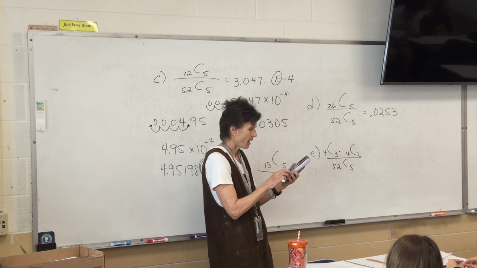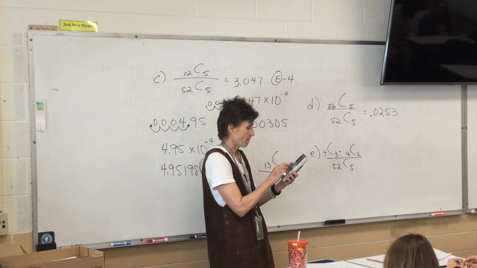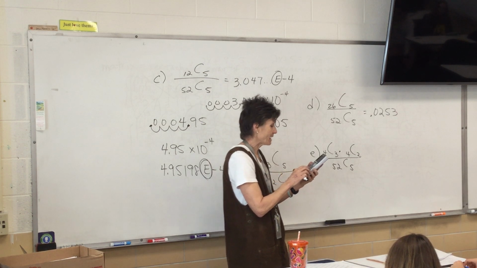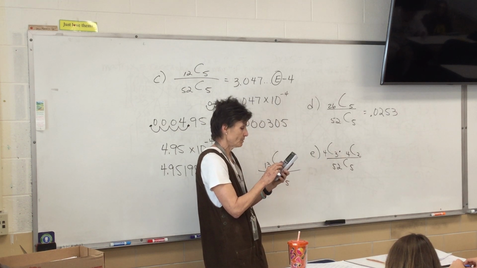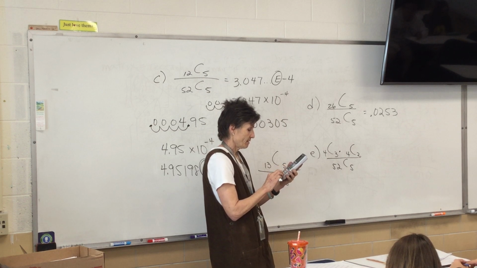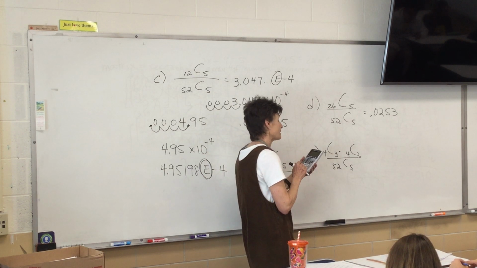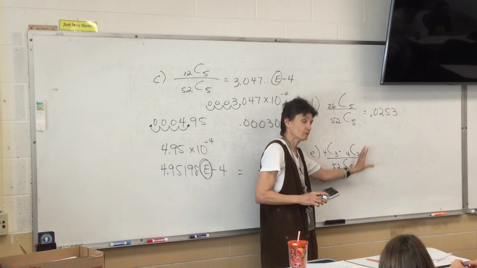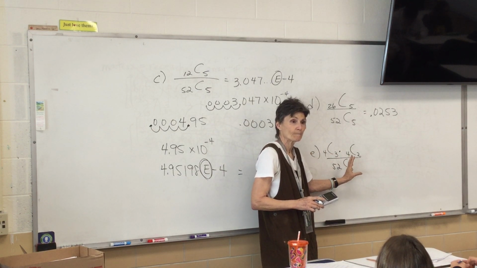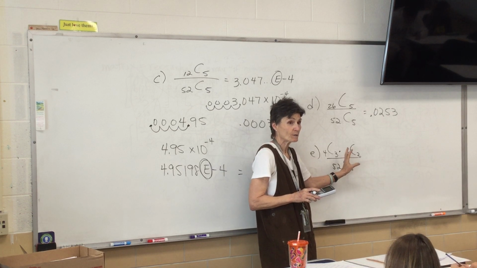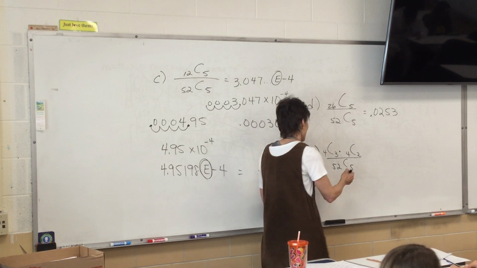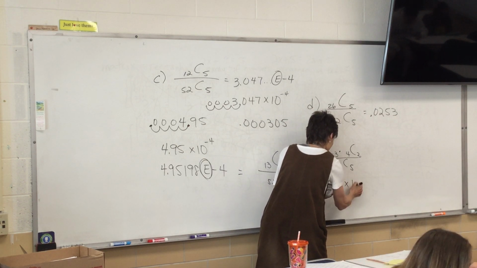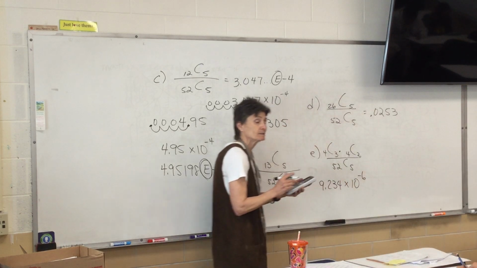4C3 times 4C2 divided by 52C5. If you want to do that in separate steps, you can, but your calculator will do this whole thing at once for you. I got an E, did you notice? You got an E. So it's 9.234 times 10 to the negative 6.